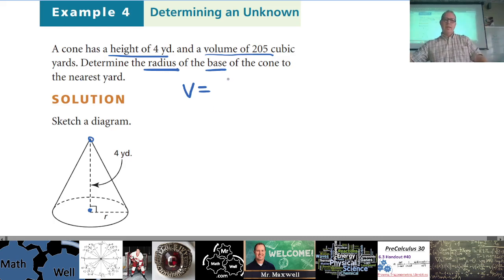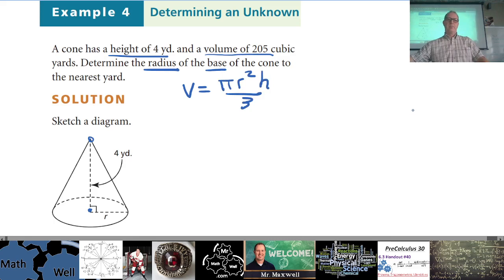So volume is, who remembers without looking? What is the volume for a cone? Pi r squared h divided by 3. Very good. Or 1/3 pi r squared h. Whichever one you want, I'll do the one you suggested. So the area of the base is pi r squared times h divided by 3.